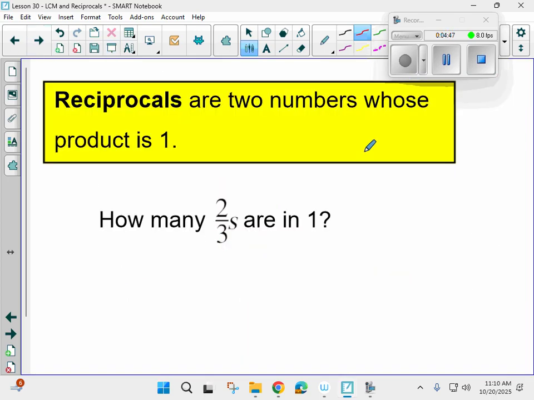Reciprocals are two numbers whose product is 1. Yes. Reciprocals are two numbers whose product is 1. Hold on. Write this down first. I'll give you a little example.